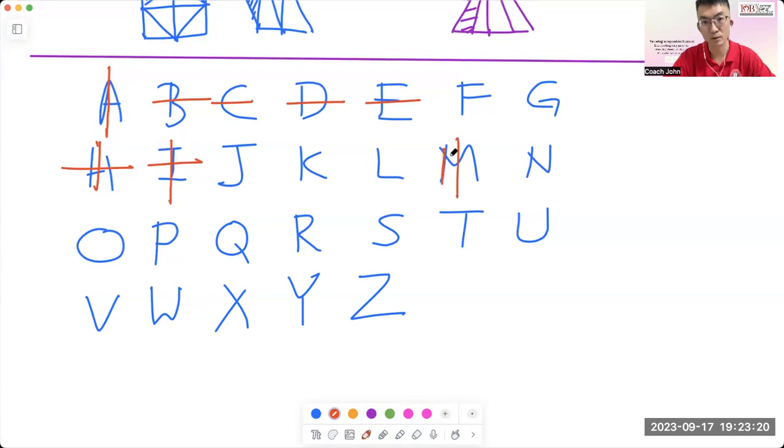This M is supposed to be like that. Then O, then T, U, V, W, X.